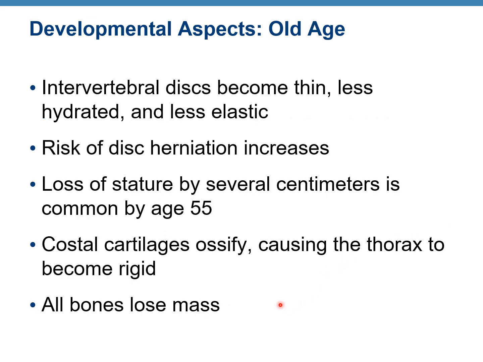We also have some changes with older age. Intervertebral discs become thin, less hydrated, less elastic, and the risk of disc herniation increases. Loss of stature by several centimeters is common by age 55, so we are getting a little bit shorter as we get older. Costal cartilages ossify, causing the thorax to become rigid, and all bones lose their mass.